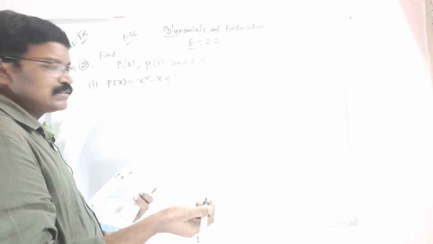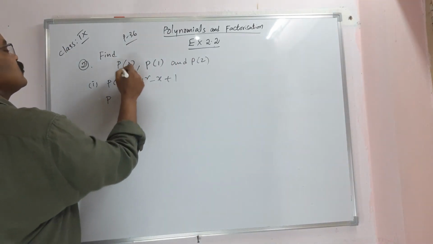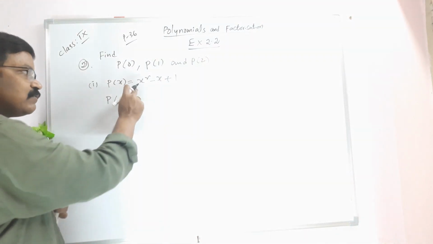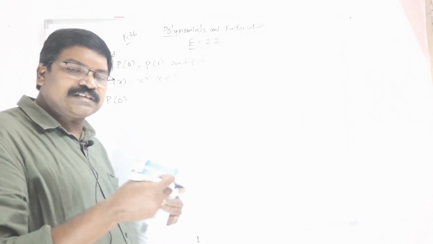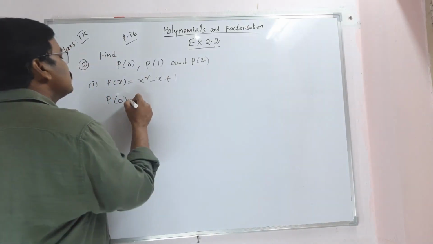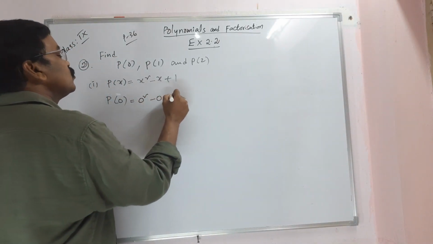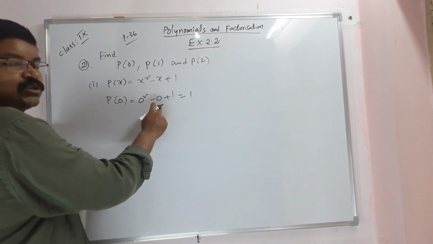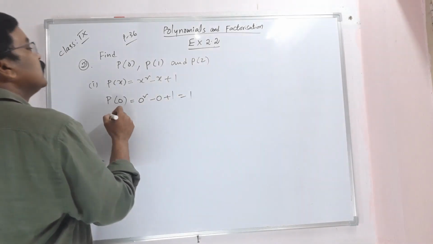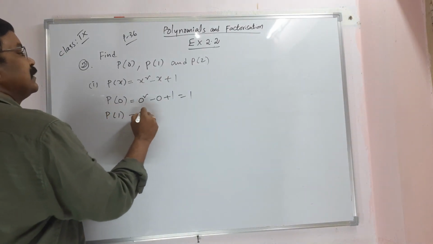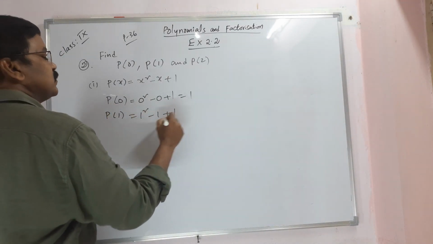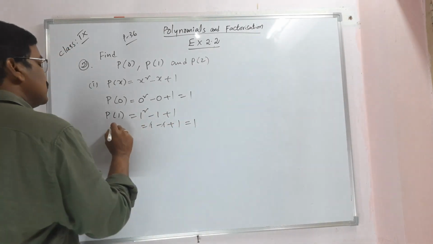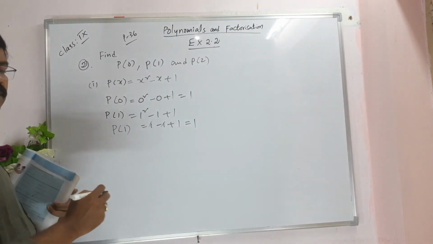It's very simple, students. You can do it on your own. First, take P of 0. That means substitute x is equal to 0 in the given polynomial. Wherever you see x, you put 0 there. That means 0 square minus 0 plus 1. That is 1 only. 0 square means 0. 0 minus 0, nothing. 1. Next, P of 1. That is 1 square minus 1 plus 1. That is 1 minus 1 plus 1. These both get cancelled. This is equal to 1. P of 1 is equal to 1.